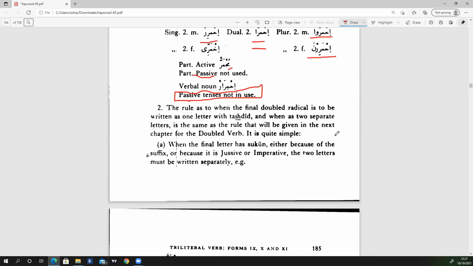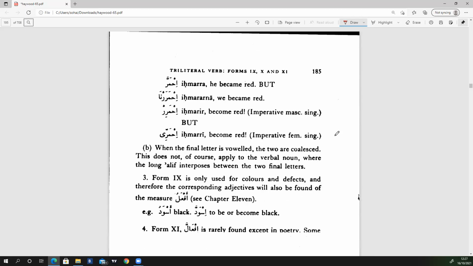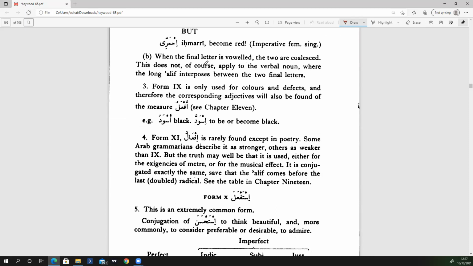So I will explain the rule to you. The number 2: when the final letters are sukoon, I've already explained the rule to you. So we move on to part B. And the next: when the final letter is voweled, the two letters are separate.